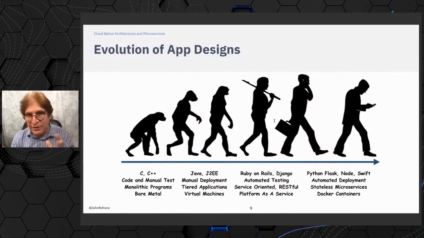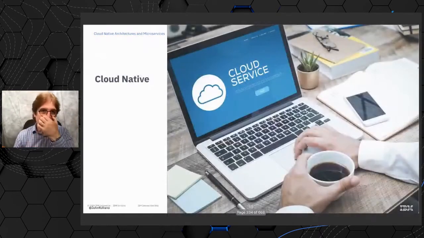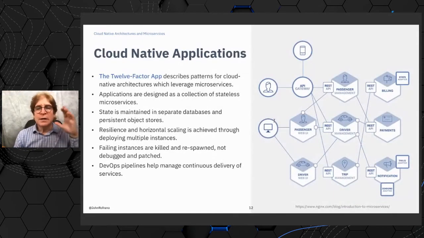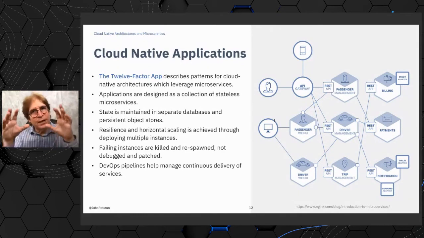So we've got this application, evolution of designs here of going from these monoliths to these microservices. And so they have a different architecture. There's different practices, and there's different technology, right? Using Kubernetes and whatnot. So cloud native apps, you're taking a monolith app and you're breaking it up into microservices, right? So here you got driver management, payments, billing, kind of an Uber-like service, right? And they all talk to each other through REST APIs.